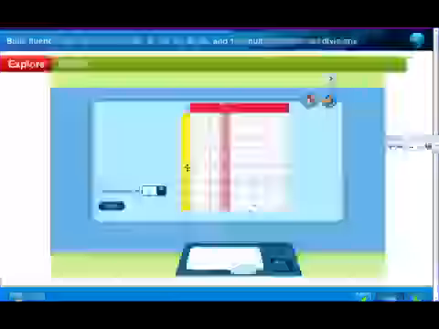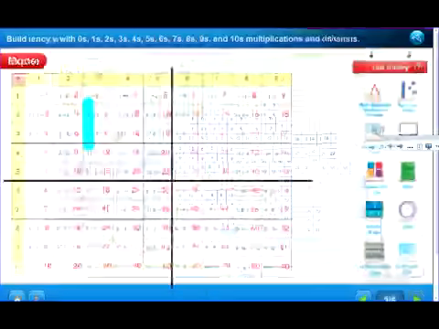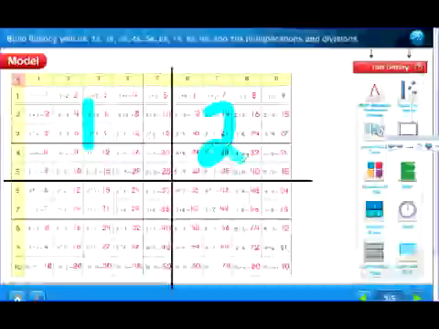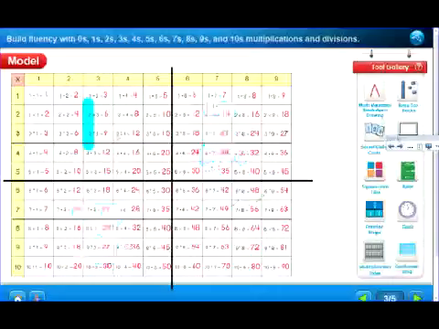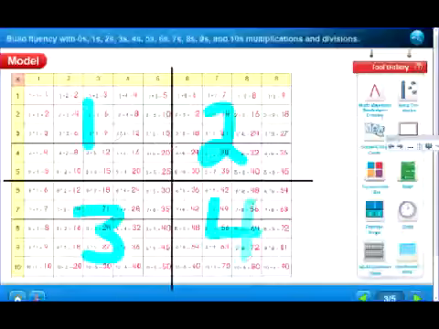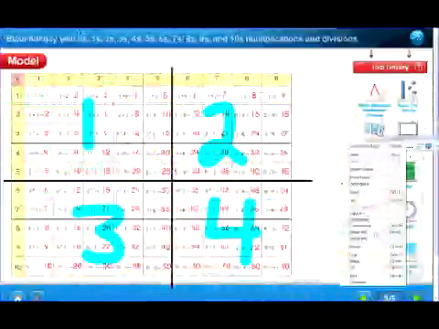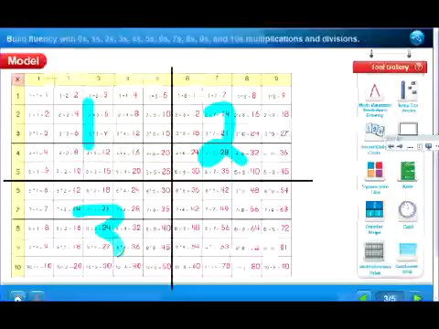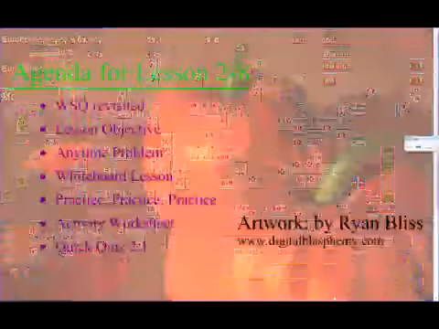I wanted to show you something on the multiplication table. If we split this up into 4 parts, we can see that there's 1, 2, 3, and 4 parts. And tell me, which one of these do you find the easiest? Quadrant 1, 2, 3, or 4?